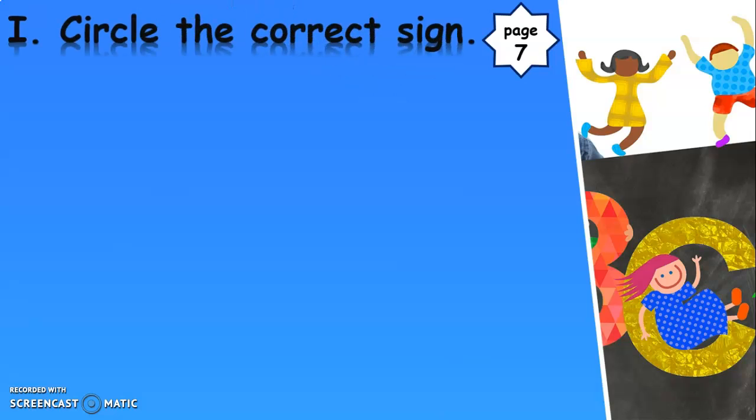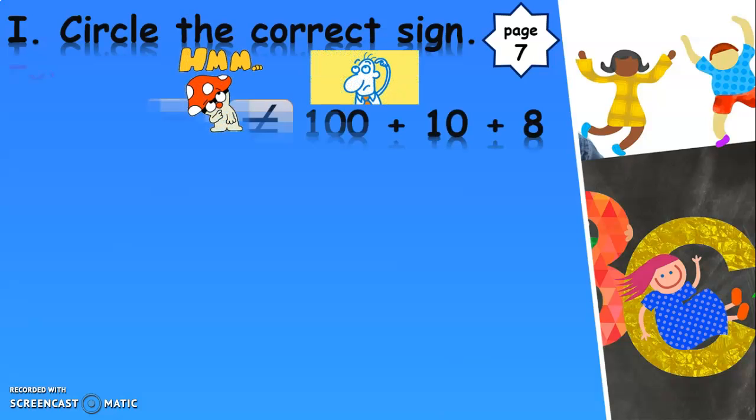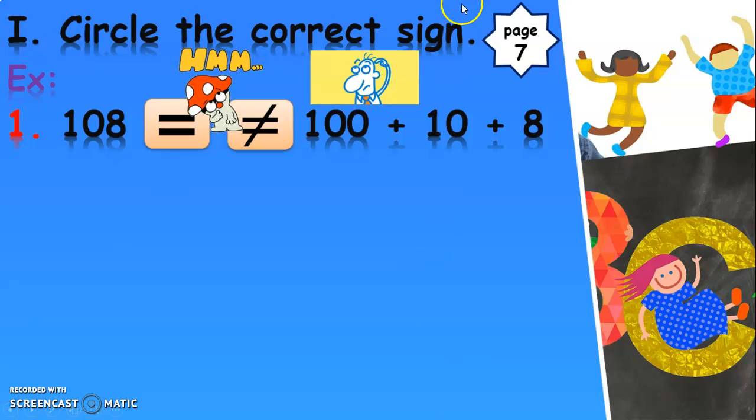Let's try to answer letter I. Let me give you a few examples. Here you have to circle the correct sign or symbol. Remember, we have learned the symbols for comparing numbers. We were able to study 4 symbols. So here, it's just the sign or the symbol that tells you the numbers are equal or unequal.